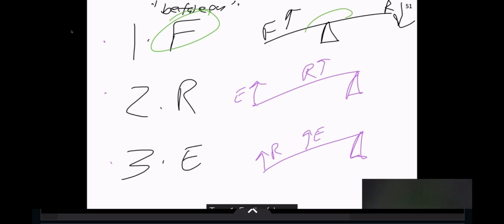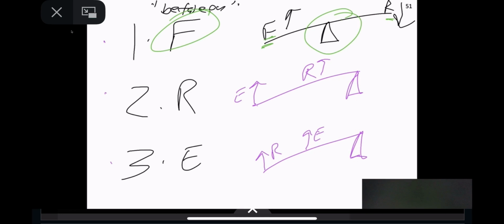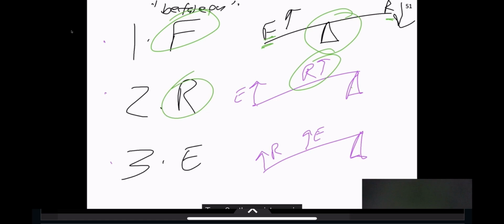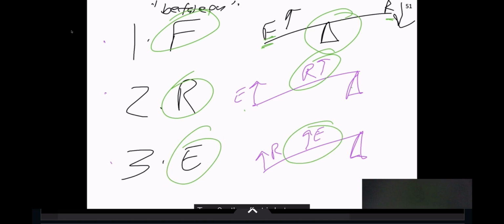Type 1, F, the fulcrum is between the resistance and effort. Type 2, the resistance is between the fulcrum and effort. Type 3, the effort is between the fulcrum and resistance. 1, 2, 3, FRE.